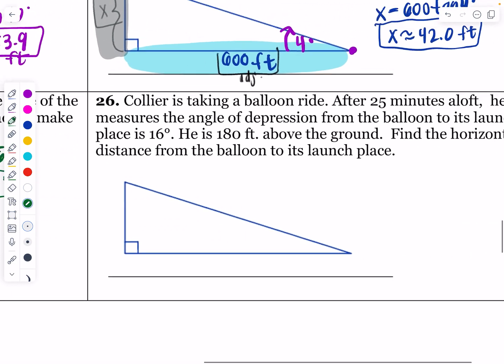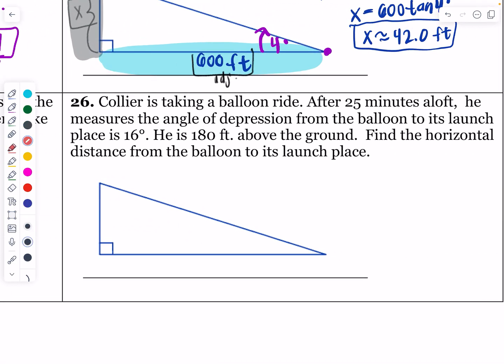All right. Collier, what is he doing? He is taking a balloon ride. So here's all the different balloon colors. We assume that the balloon is going to be in the sky, and so he's going to be taking a balloon ride, okay? So if he's taking this balloon ride, there's my hot air balloon. After 25 minutes aloft, this just means he is in fact in the sky, he measures the angle of depression from the balloon to its launch place.